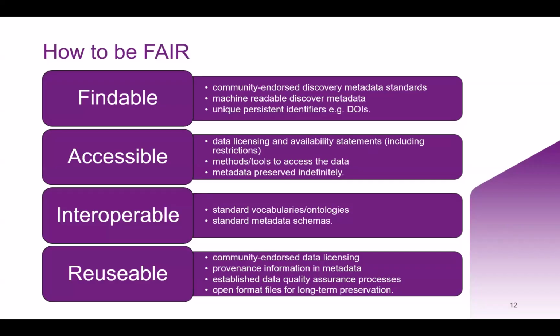Accessible here means that people know how they can get the data and under what conditions. This includes having a clear license or statement about who can use it and any restrictions, making sure there are tools or methods available to actually open or download the data, and ensuring that even if the data itself is not available forever, the information, which is called metadata, about it is always kept so others know it exists.